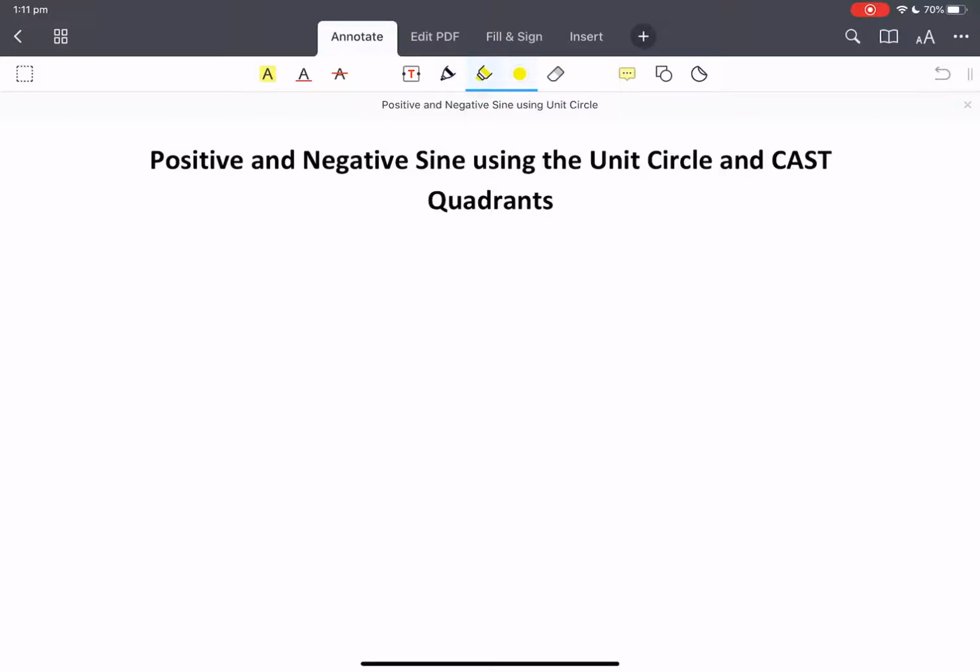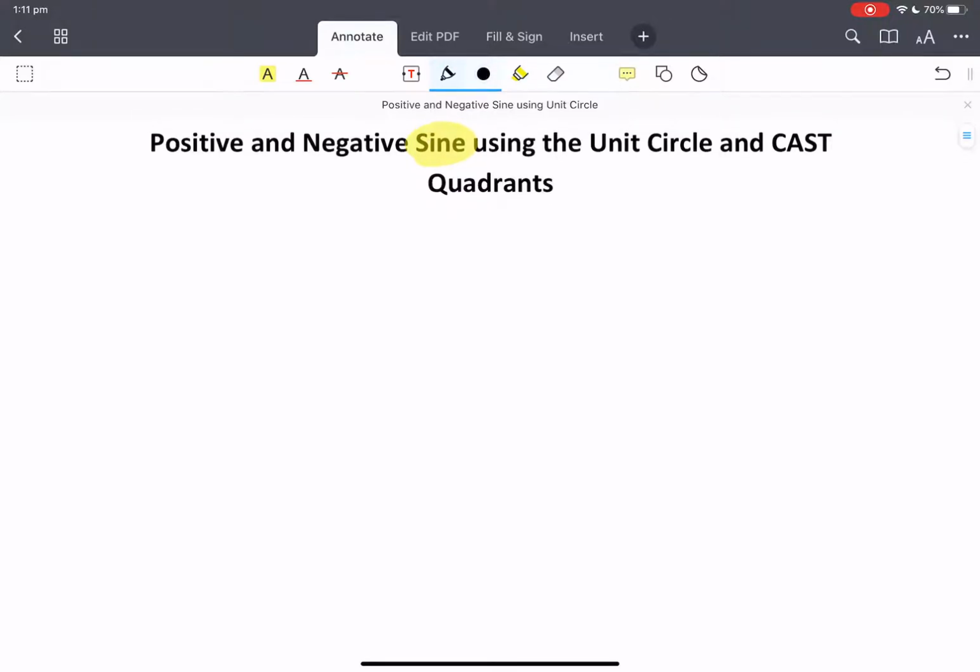Okay, this lesson we're looking at sine and when it's positive and when it's negative. So let's do the first things first.